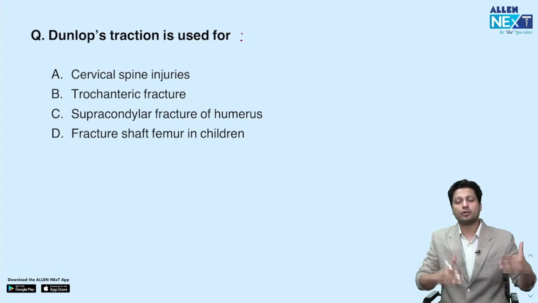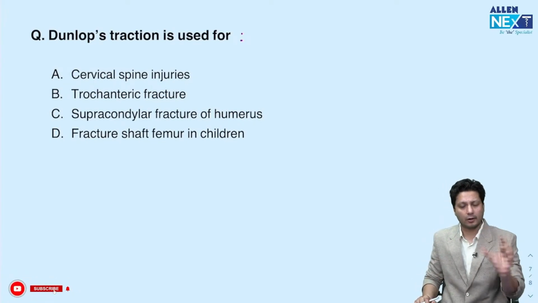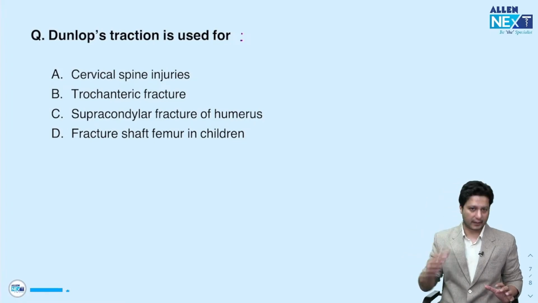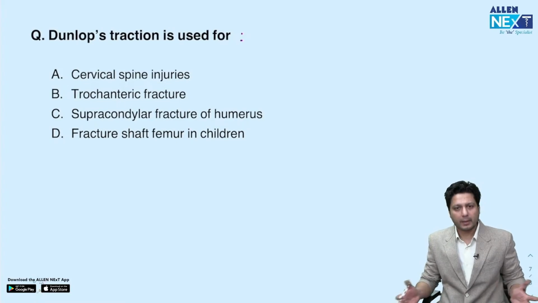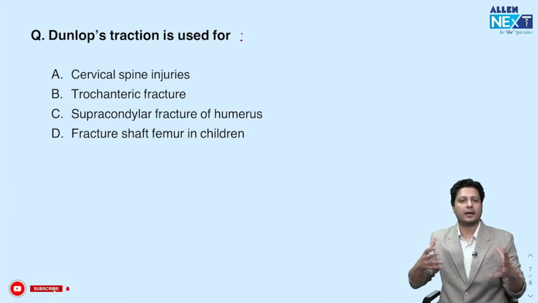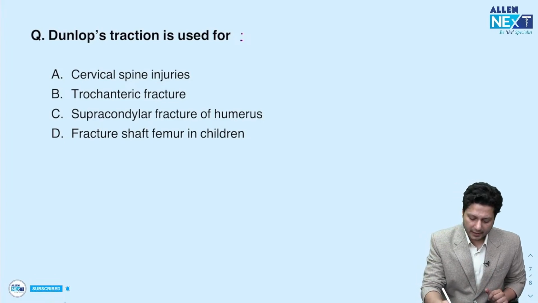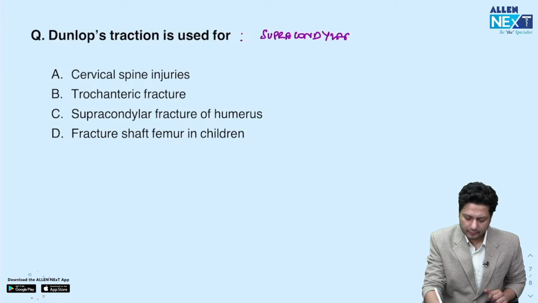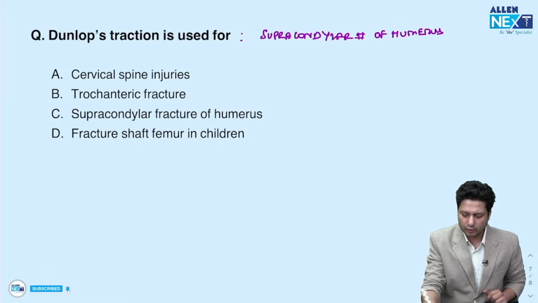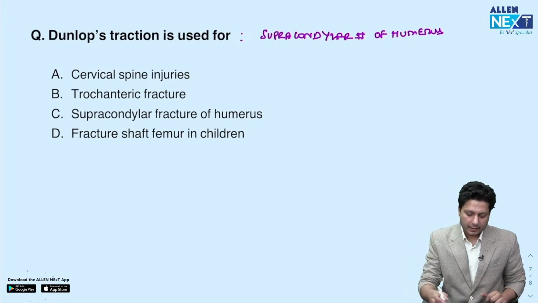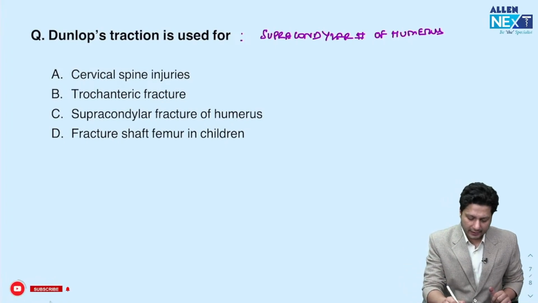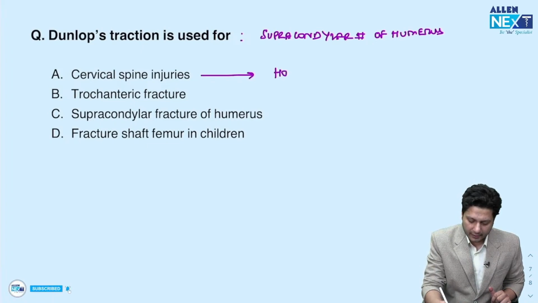Because today we are not talking about fracture management by putting the patient on traction. We are fixing it immediately by using percutaneous K wires or by provision of a slab, if at all the supracondylar fractures are not displaced. So Dunlop traction is used for supracondylar fractures of the humerus. And you know that these supracondylar fractures of the humerus more commonly happen in children. Then if you look at the other options like cervical spine injuries, for that we provide the Halter traction.